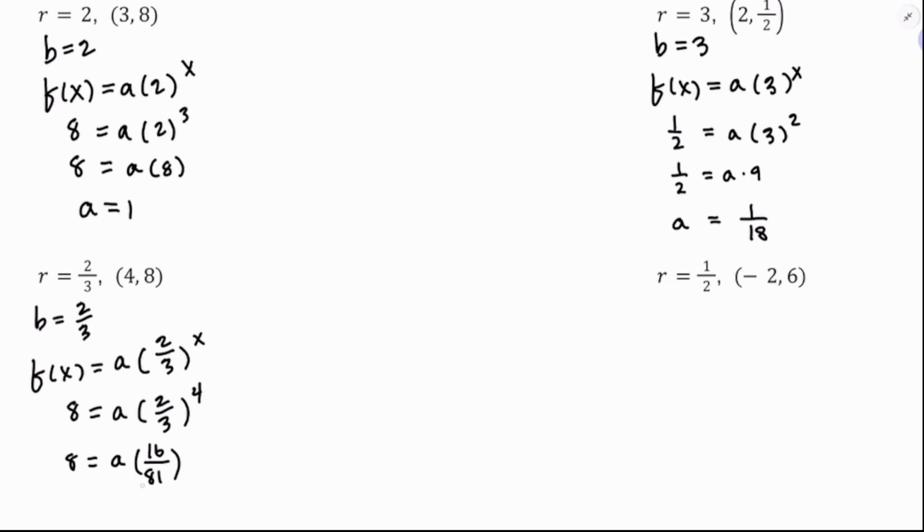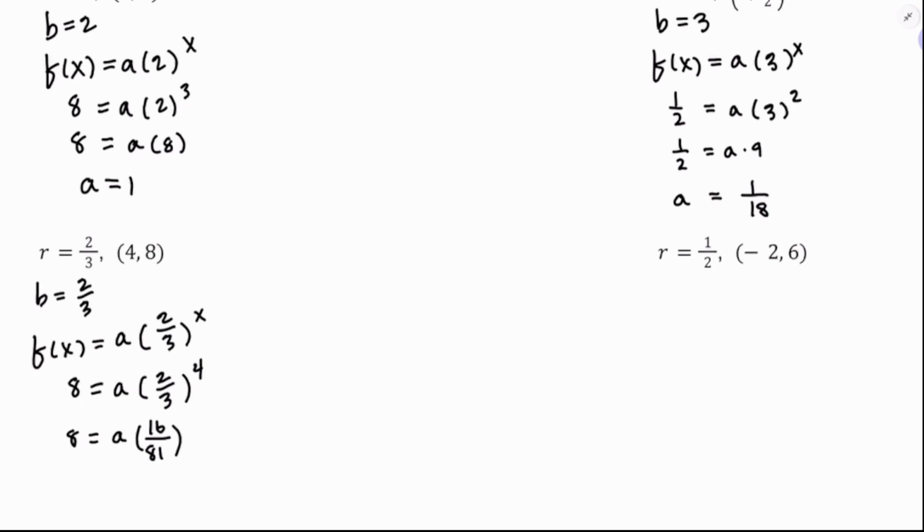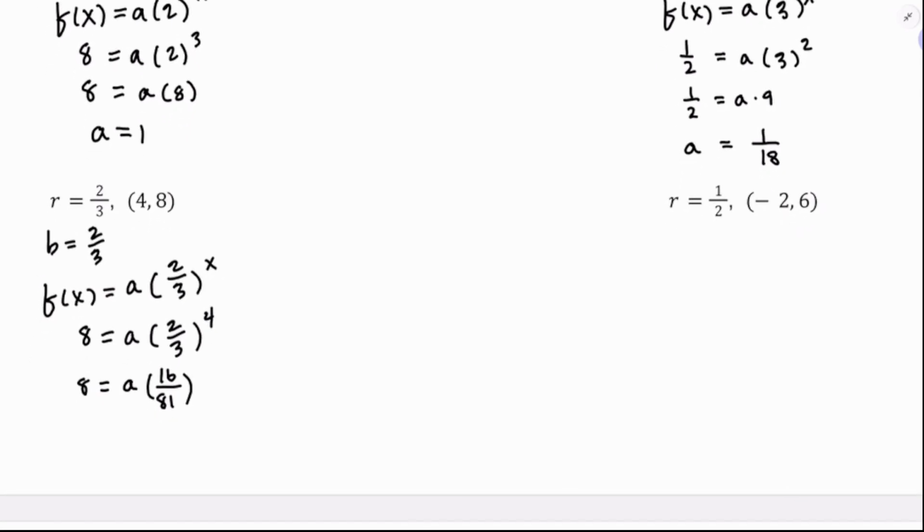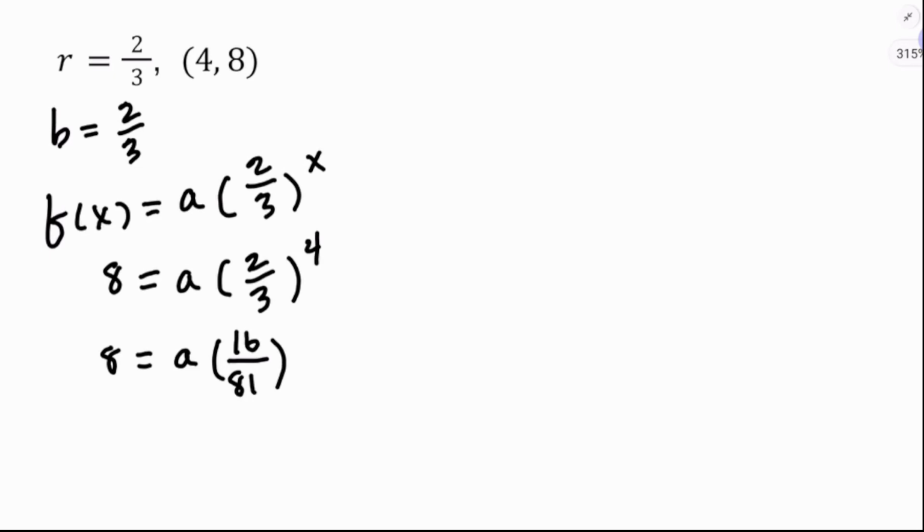So I can multiply both sides. But I'm not actually going to multiply 8 by 81, so I can save the arithmetic on myself. I'm going to multiply both sides by 81, and then divide both sides by 16. That 8 over 16 can be simplified to 1 over 2. So that's going to be 81 halves.